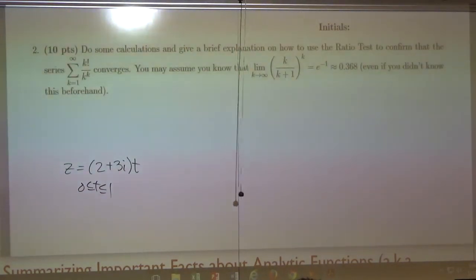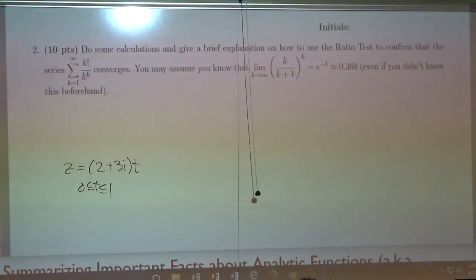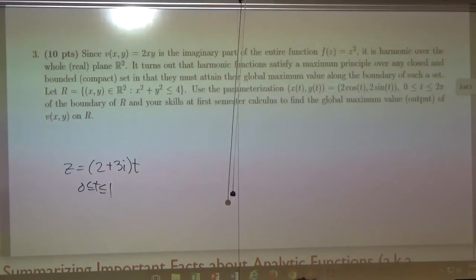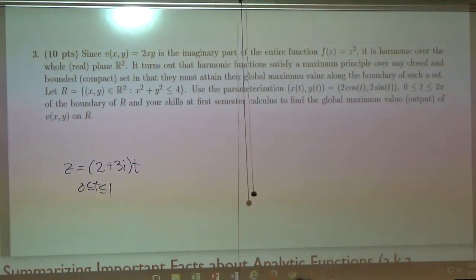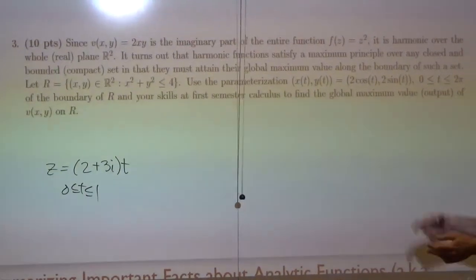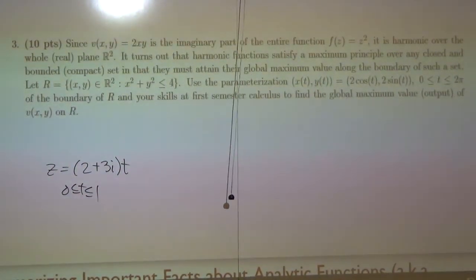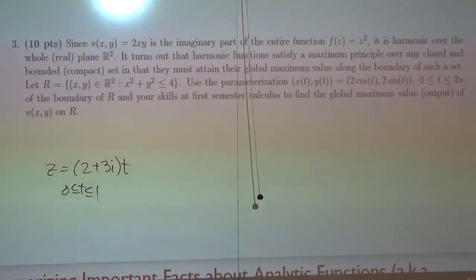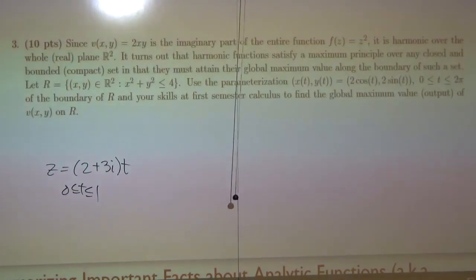There's a use of the ratio test. I think most of you got this one okay. Here you're maximizing this harmonic function along a boundary of a disk using the parameterization. It's just a matter of plugging the parameterization in, taking its derivative with respect to t, setting the derivative equal to 0 to find the critical points, and figuring out which ones give you the max value.